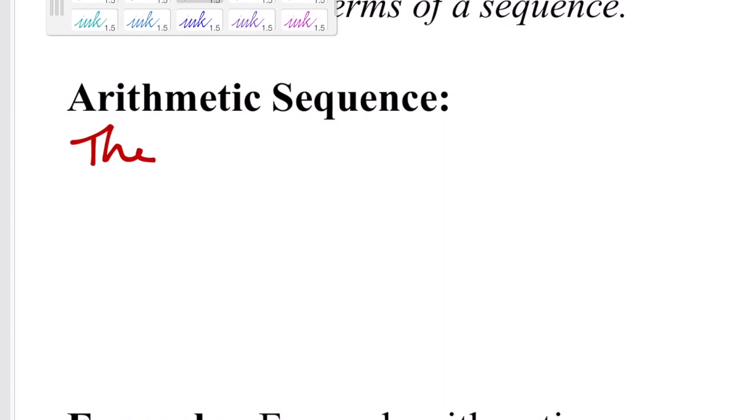So arithmetic just means that we're adding by the same number every time. So the difference between any two terms is some constant number. So the number we're adding every single time in order to get the next number in that sequence, in that list of numbers. So we're looking at the pattern.